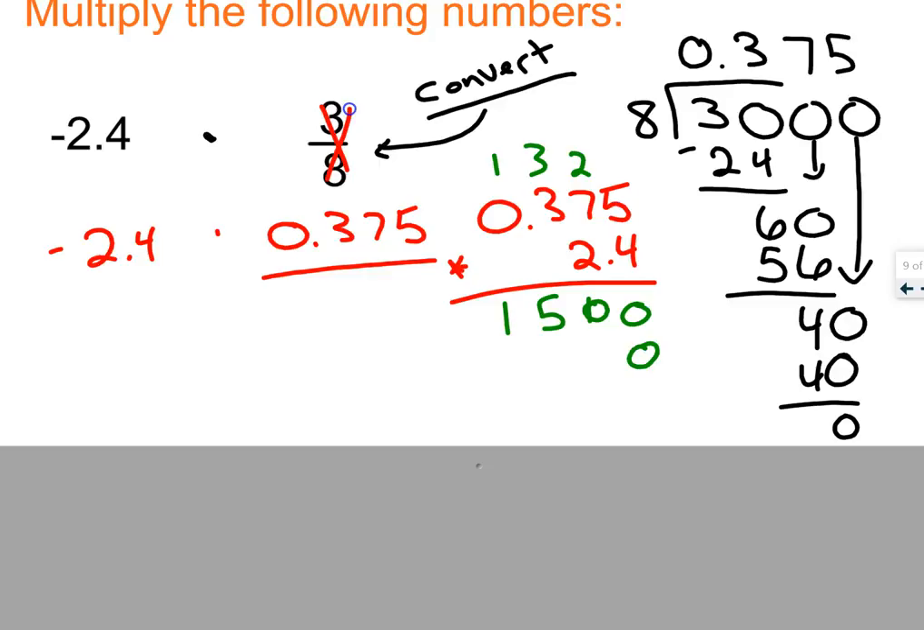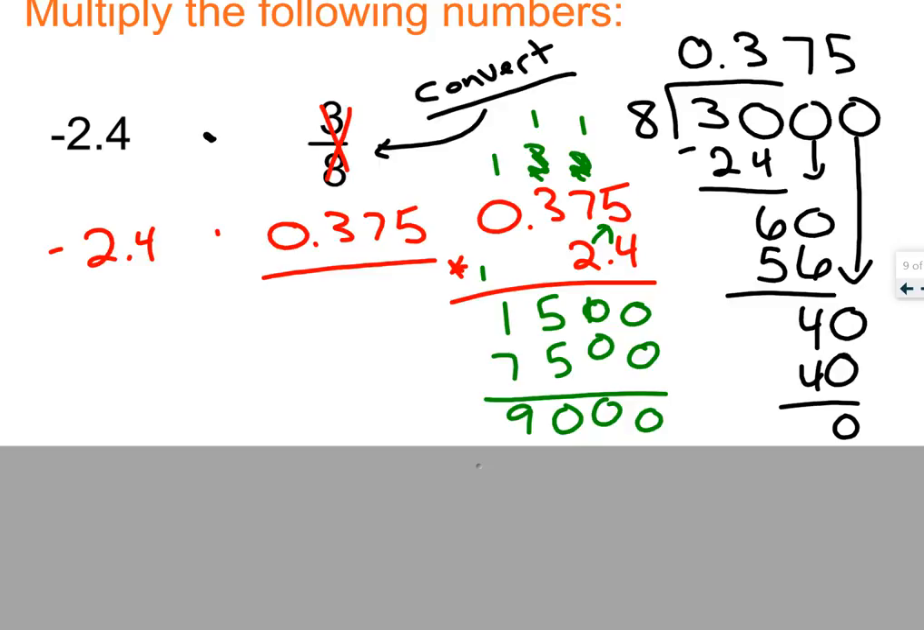Moving over, 2 times 5 is 10. Carry the 1. 2 times 7 is 14. Add the 1 is 15. 2 times 3 is 6, add the 1 is 7. And 2 times 0 is 0, leave it alone. Adding these numbers together, you get 0, 0, 0, carry the 1, that's 10, and you get 9.